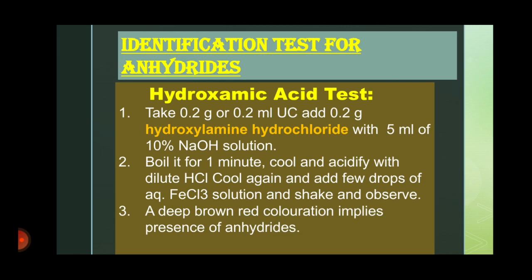So now the identification test for anhydride. The first test is the hydroxamic acid test. What we do for it: add 0.2 gram or 0.2 ml of the unidentified compound, that is our sample, and add 0.2 gram hydroxylamine hydrochloride with 5 ml of 10% NaOH solution. Boil it for 1 minute, cool it and acidify with dilute HCl, cool again, add a few drops of aqueous FeCl3 solution, shake and observe. A deep brown red coloration implies the presence of anhydride. This is how the test is performed.